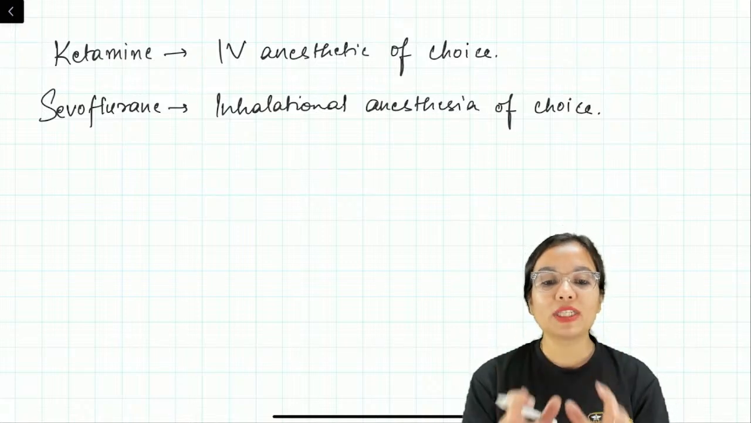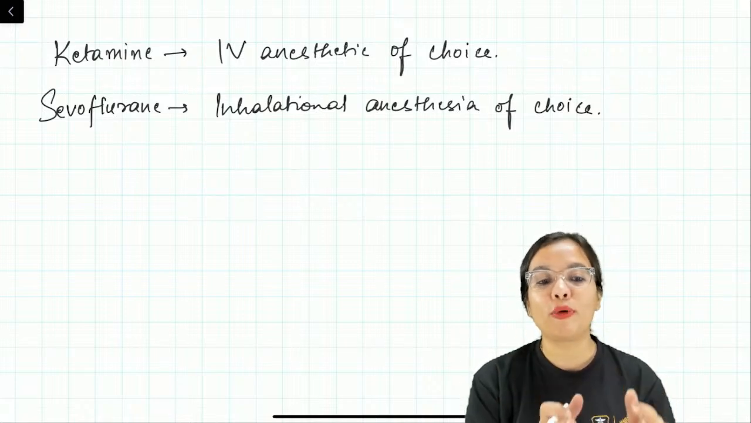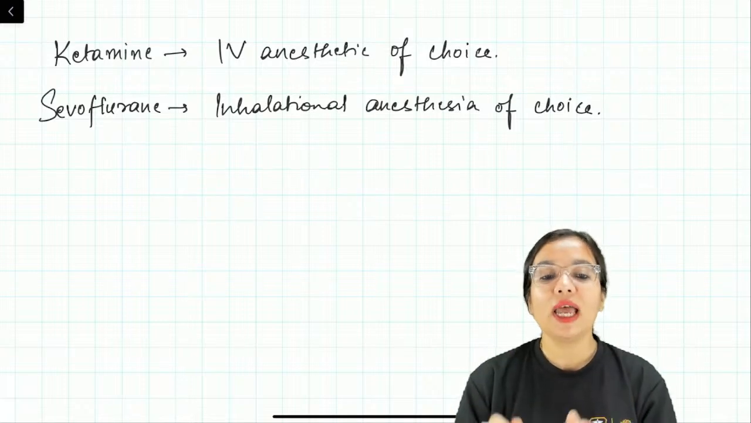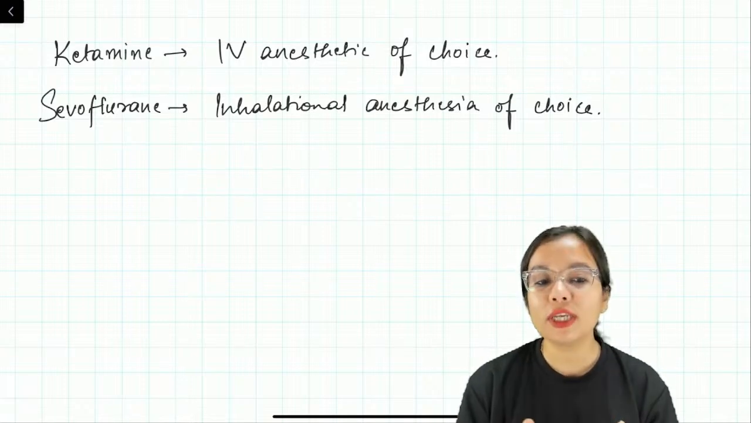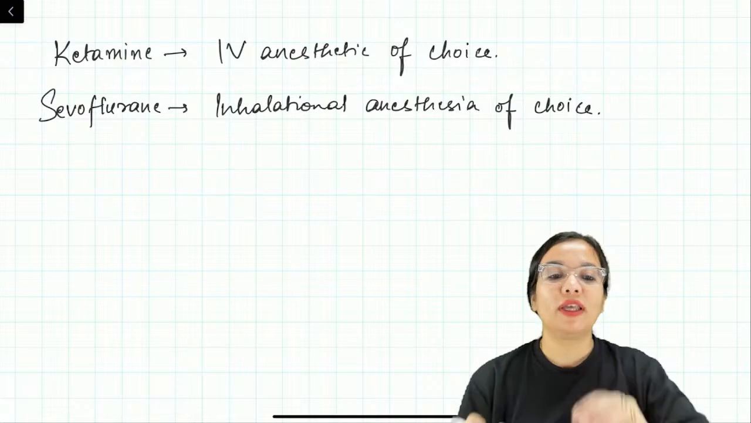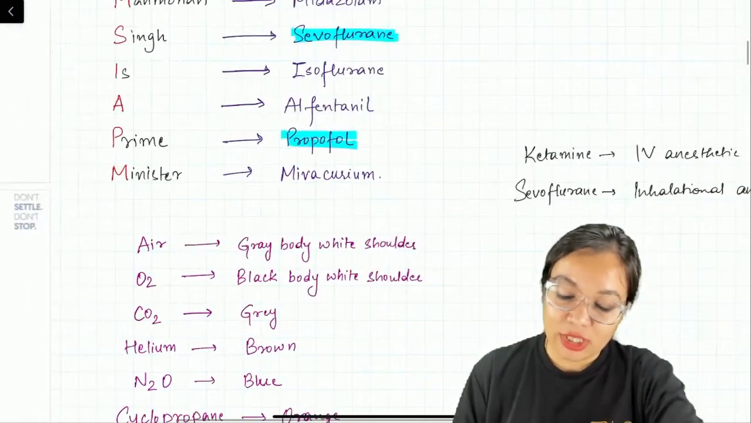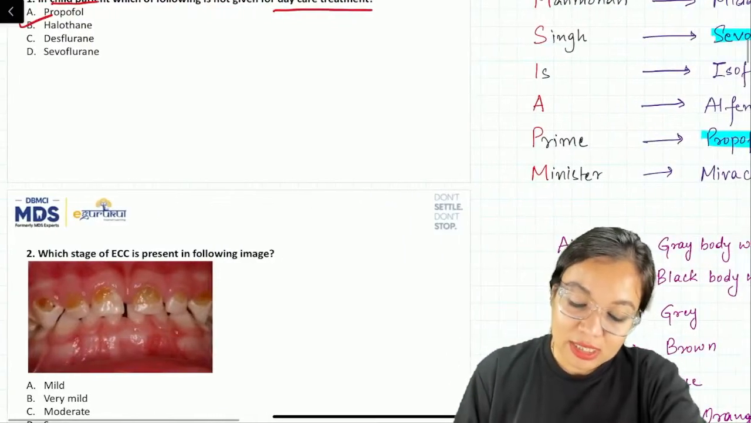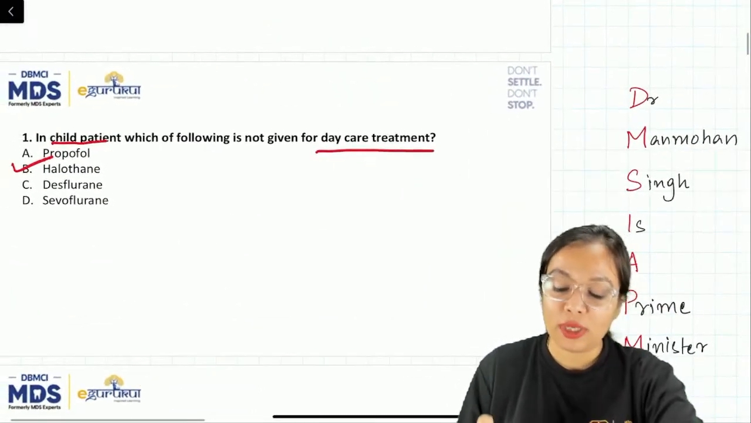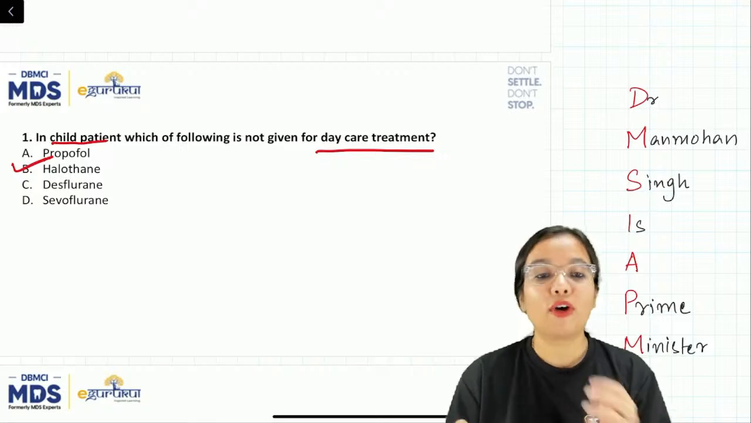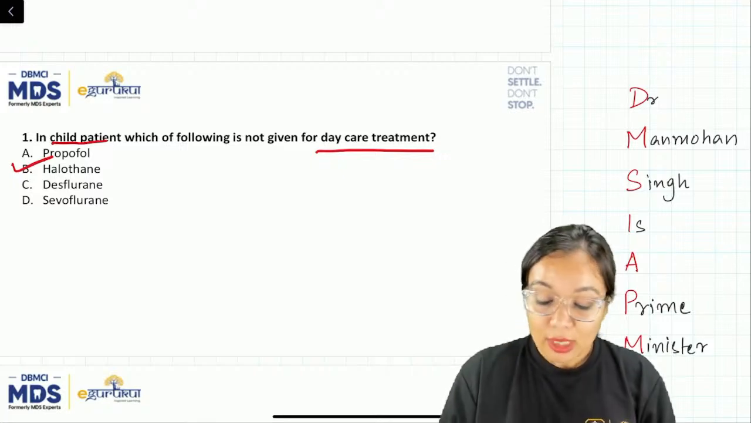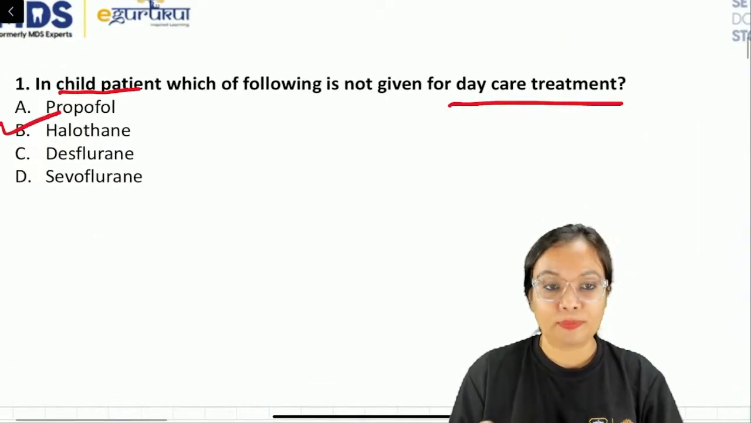The best combination is considered to be propofol and alfentanil, and the combination that is mostly used in India is propofol and fentanyl. So that makes up for the first question, where it was asked, in a child patient which of the following is not given for daycare treatment. The answer here is halothane.